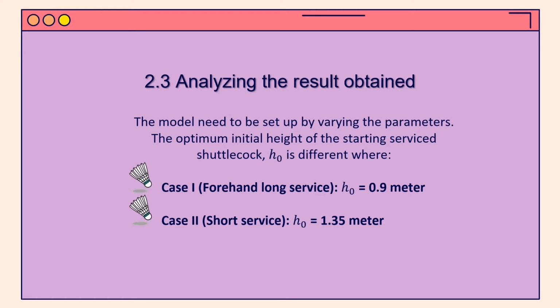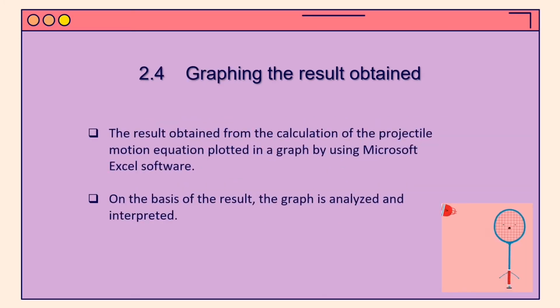Analyzing the result obtained, the model needs to be set up by varying the parameters. The optimum initial height of the starting service shuttlecock is different, where forehand long service is at 0.9 meters and short service is at 1.35 meters. Graphing the result obtained. The result obtained from the calculation of the projectile motion equation is then plotted in a graph by using Microsoft Excel software.